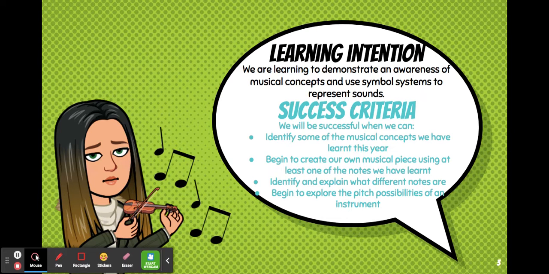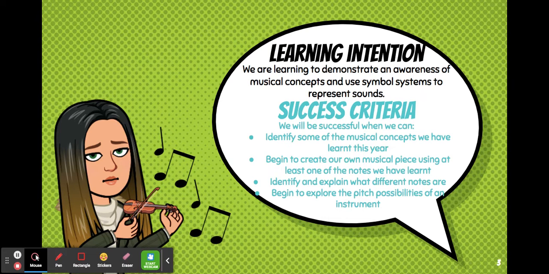We're also talking about what clef we're using. Are we using a treble clef? Are we using an alto clef? Are we using a bass clef? And how can we represent those sounds and represent that information for our audience, but more so your musician or the person playing your music.